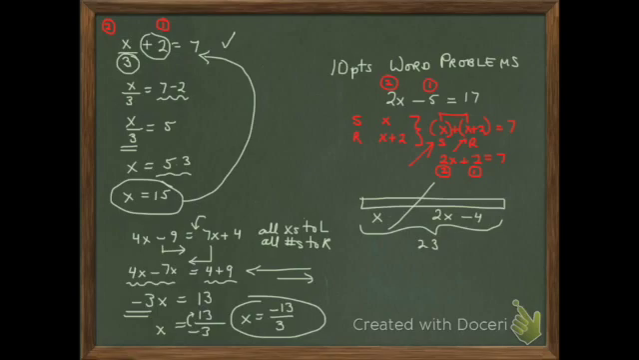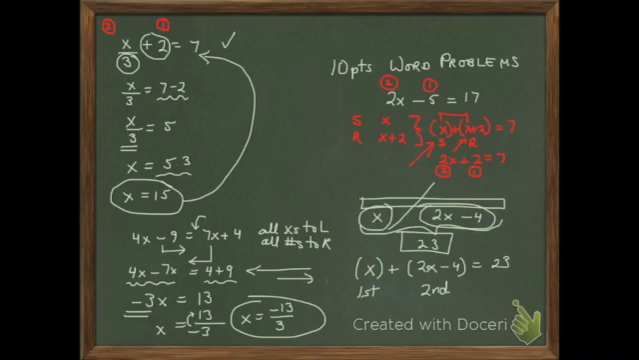Well, I know that this part plus this part together equals this. So my equation would say x, that's the first part, plus 2x minus 4, that's my second part, all equals 23. How would I do that problem? I would have to combine my x's first. I would write this as 3x minus 4 equals 23.